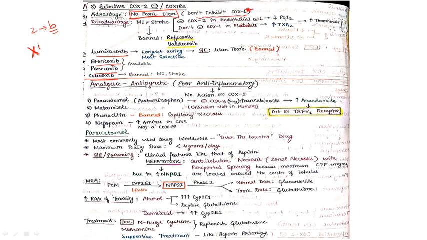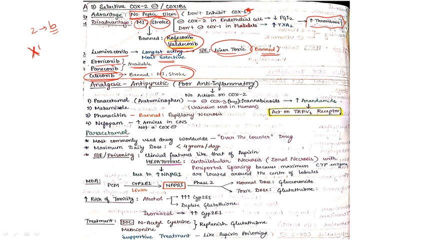Now what are the disadvantages? So MI, stroke. Two drugs are banned for this, rofecoxib and valdecoxib. Getting your point? Because these drugs increase the risk of thrombosis. Now lumiracoxib, longest acting, and it is the most selective drug, and the side effect is liver toxicity, so it is also banned. Etoricoxib and parecoxib are available. Celecoxib is also banned due to MI and stroke.